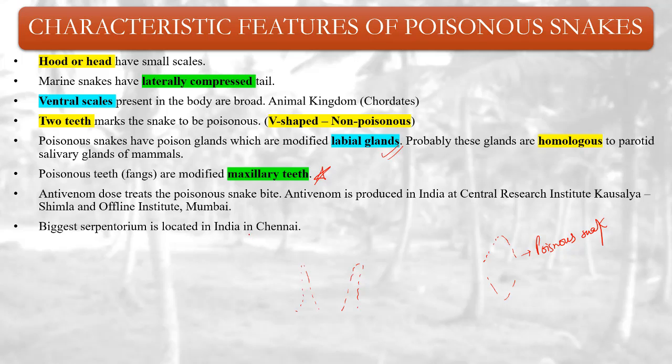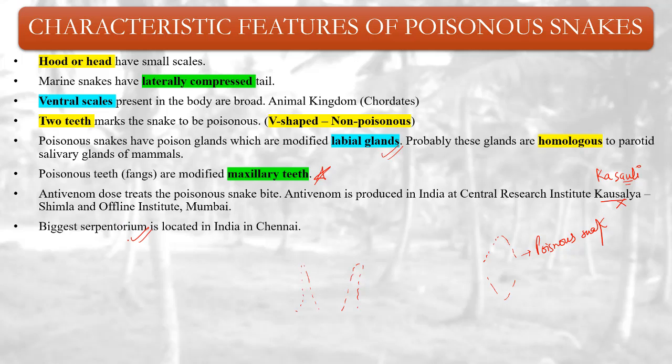Antivenom is produced in India at the Central Research Institute, Kasauli, Shimla. Okay, it's not Kaushalya, it is Kasauli. The biggest serpentarium is in Chennai.